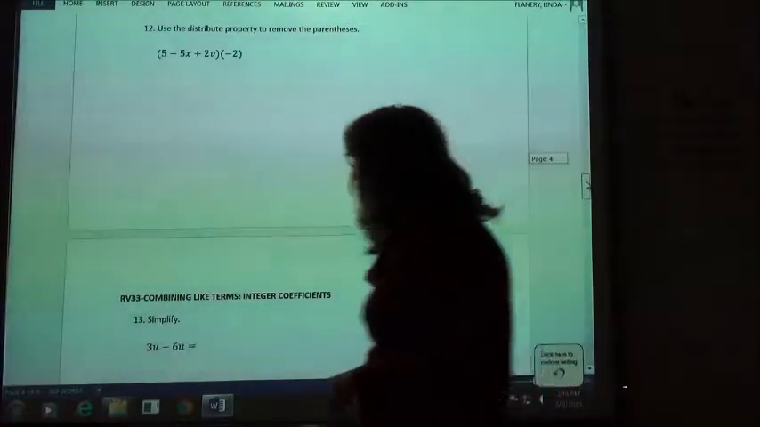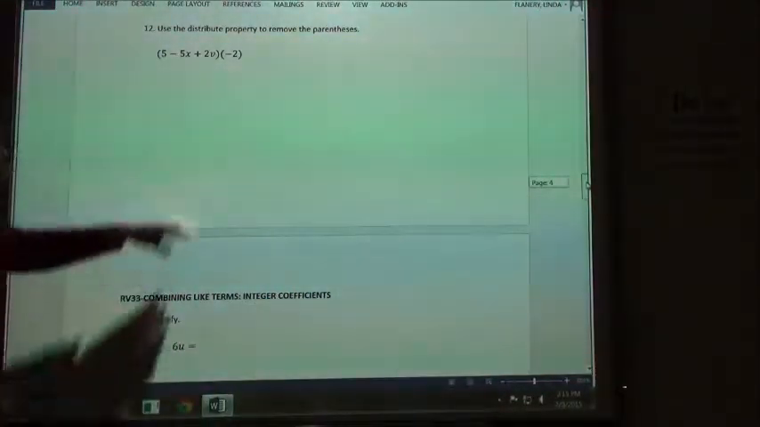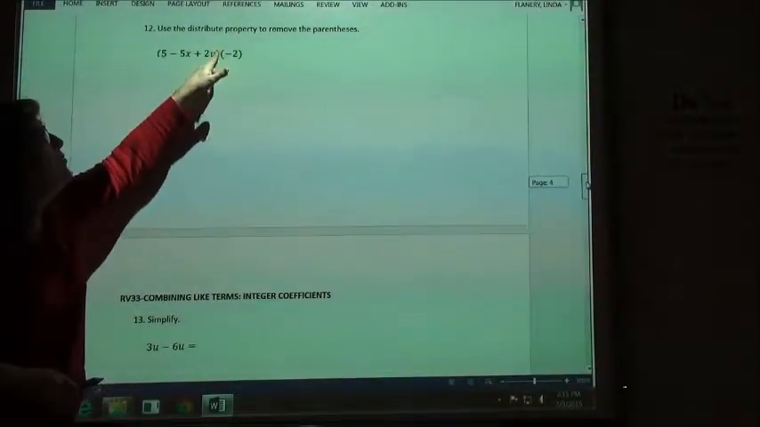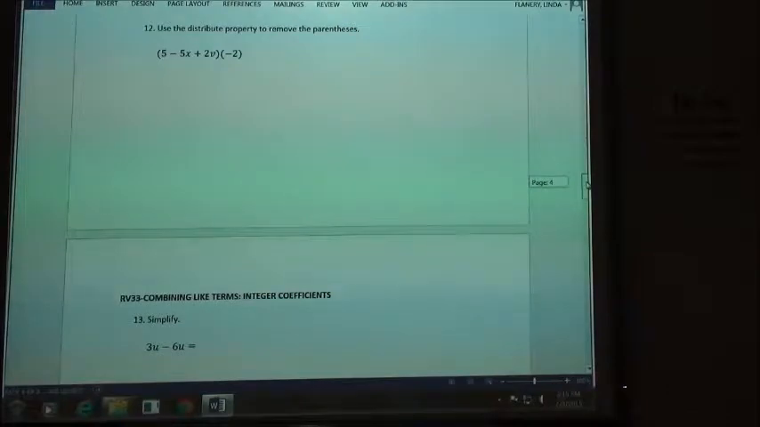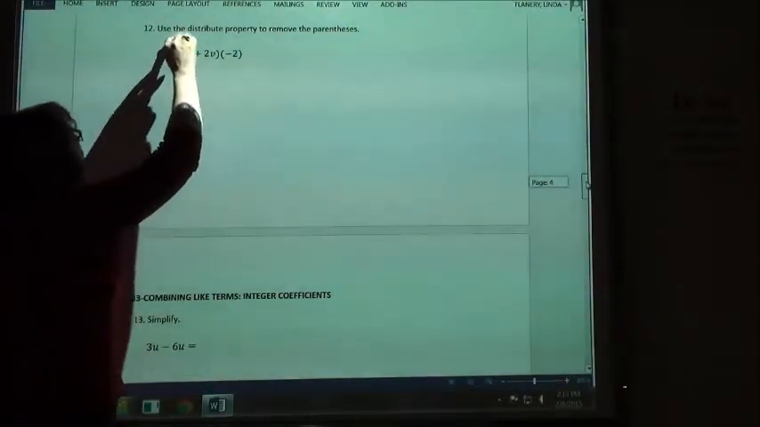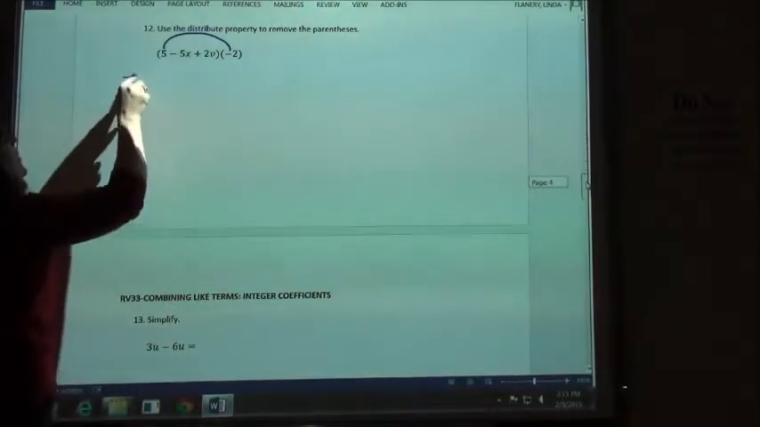Number 12, same kind of thing, using my distributive property. It's just that they put this behind here, and they use the parentheses just to separate the negative sign, so you knew they weren't subtracting that 2. They're multiplying by that negative 2. And so 5 times negative 2, negative 10.